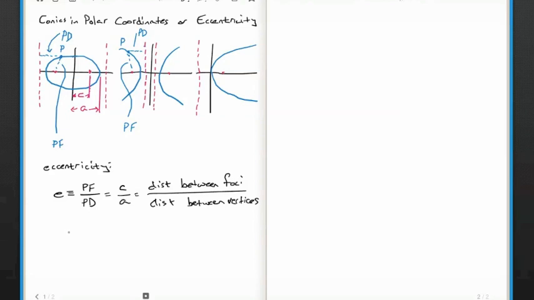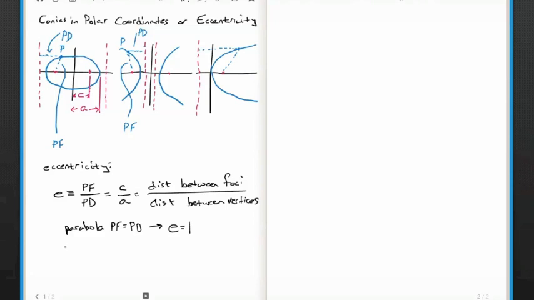Now, the way it works out is that for a parabola, PF equals PD, right? That was part of the definition of the parabola, that the distance to the point is the same as the distance to the directrix. So we change that over here. PF equals PD. That was the first one we did. So if those are equal, that means the eccentricity is 1, exactly 1.